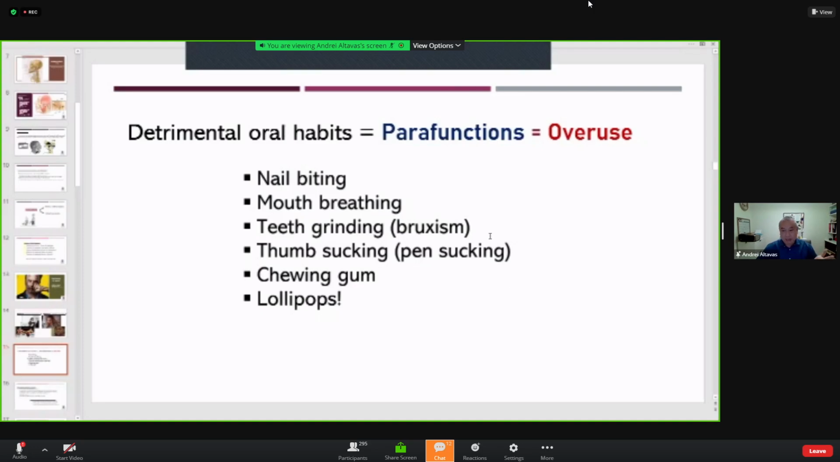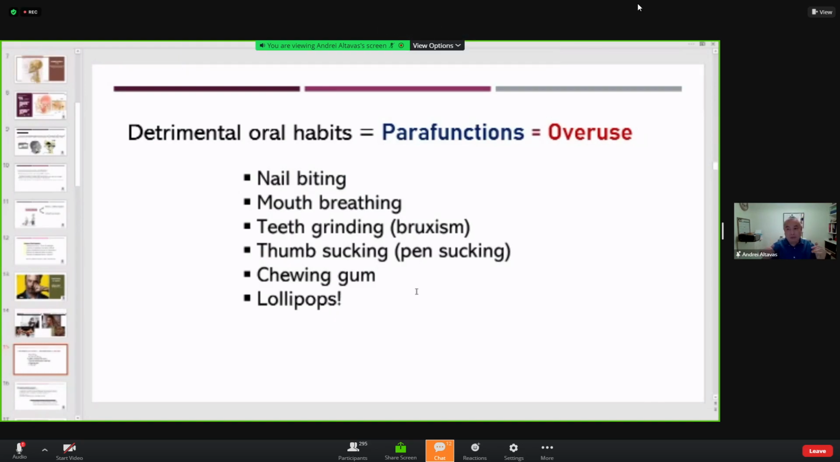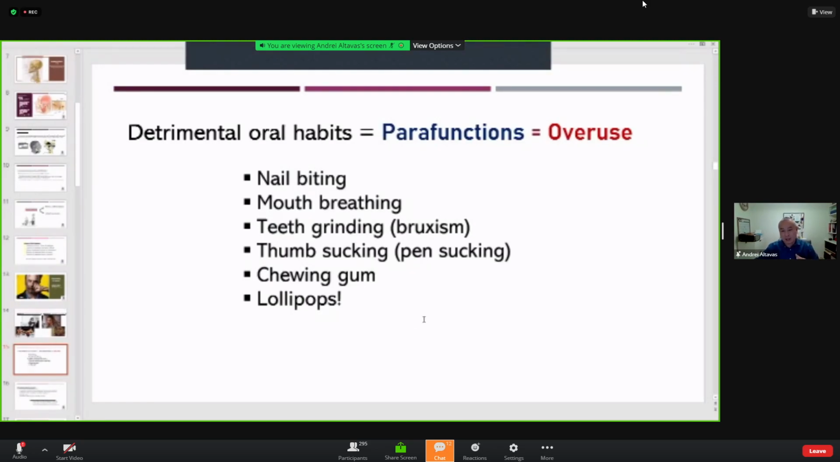I recall having a classmate back in high school who liked sucking their pen. I'm not talking about thumb sucking, but pen sucking. These are things that can perpetuate. Obviously, we don't know if these people eventually have TMJ problems down the road. But these are questions we need to ask our patients as far as parafunctions.